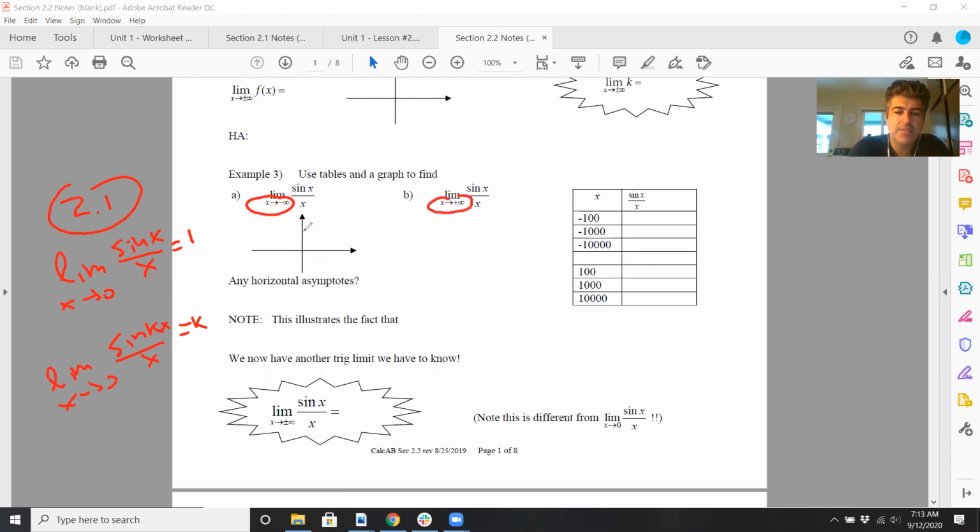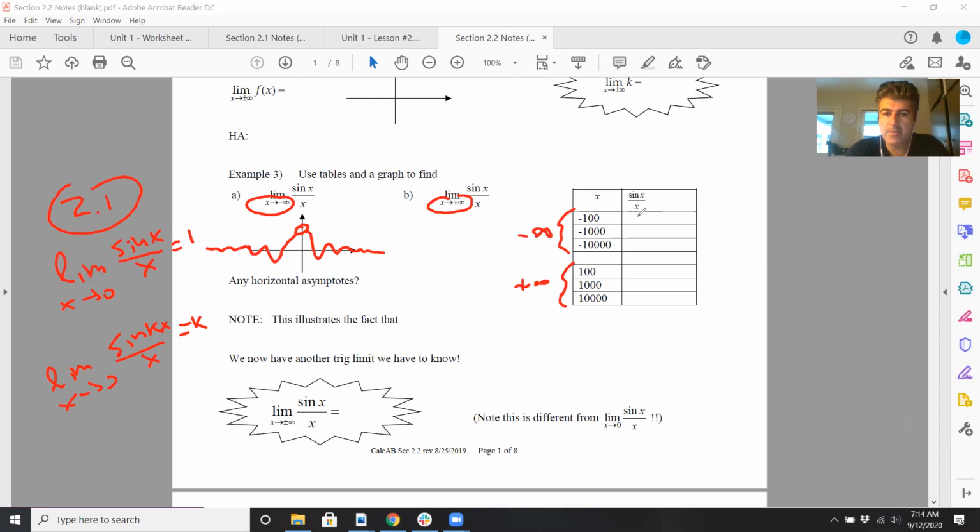Now, the graph of sine x over x, if you were to do this in Desmos or your TI-84 calculator, will look kind of like this. And it ultimately just kind of does this oscillation off to the right. If you were to plug in numbers, like negative 100, negative 1,000, negative 10,000, so we're going towards negative infinity here, or here we're going towards positive infinity.